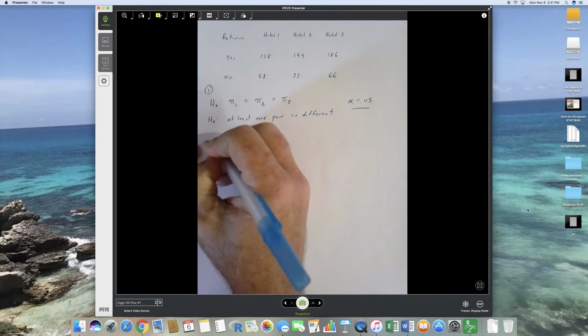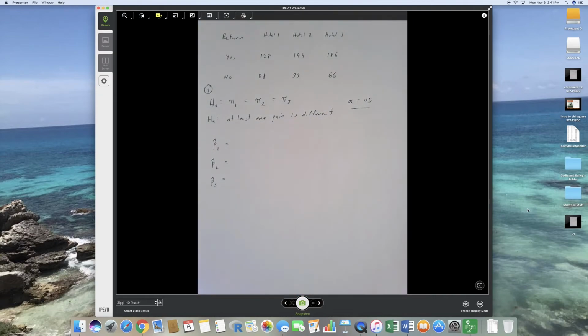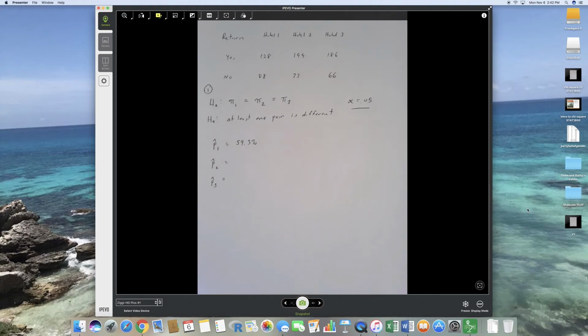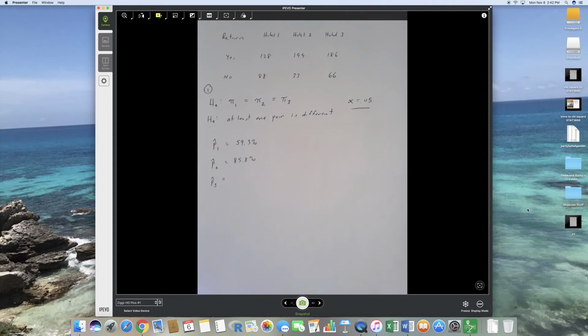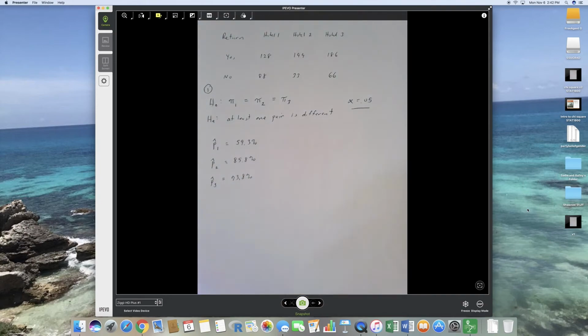Now, guys, I would probably want to come in and look at the proportions. So it looks like for the first, there was 128 out of 216. So 59.3%. For hotel two, there was 199 out of 232. So it's 85.8%. And for hotel three, there would be 186 out of 252. So 73.8%. Now, will these differences be statistically significant? Specifically, will the low and the high be significant? And it appears to me that they would be. So I'm kind of expecting a statistically significant result.